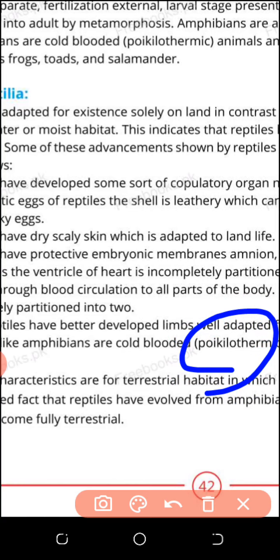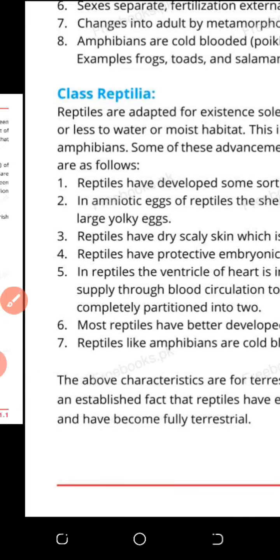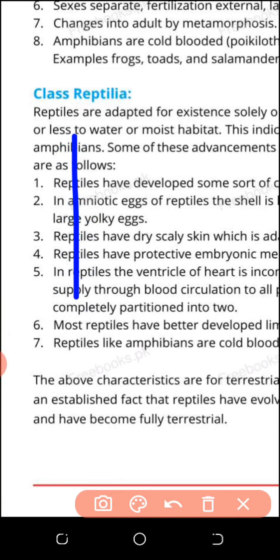And one thing I will tell you about the chambers of the heart: if you talk about the fish, one atrium and one auricle.